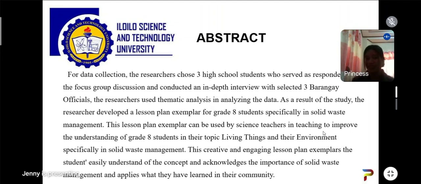As a result of the study, the researchers developed a lesson plan exemplar for grade 8 students, specifically in solid waste management. This lesson exemplar can be used by science teachers to improve the understanding of grade 8 students in their topic living things and their environment, specifically in solid waste management. With these creative and engaging lesson plan exemplars, the students understand the concept, acknowledge the importance of solid waste management, and apply what they have learned in their community.